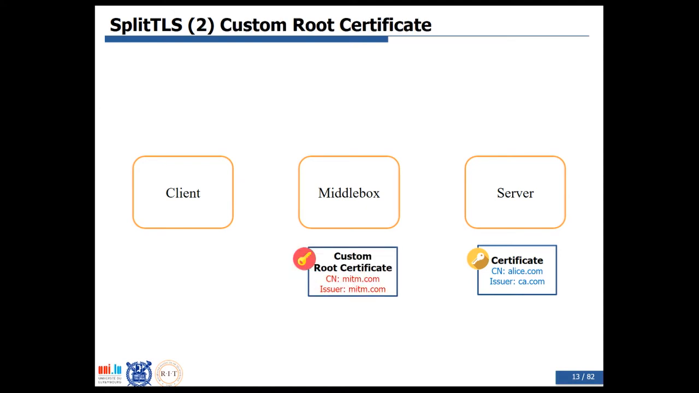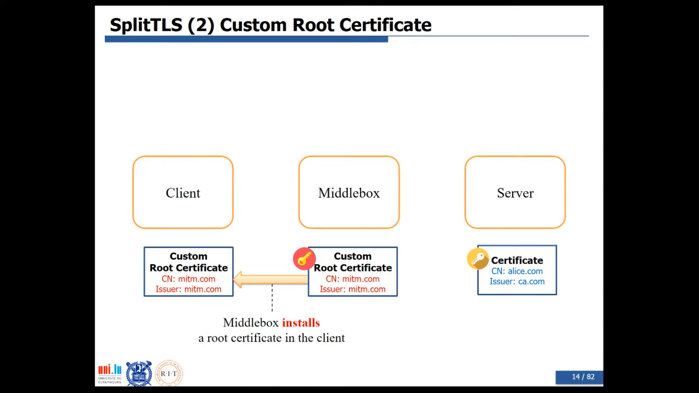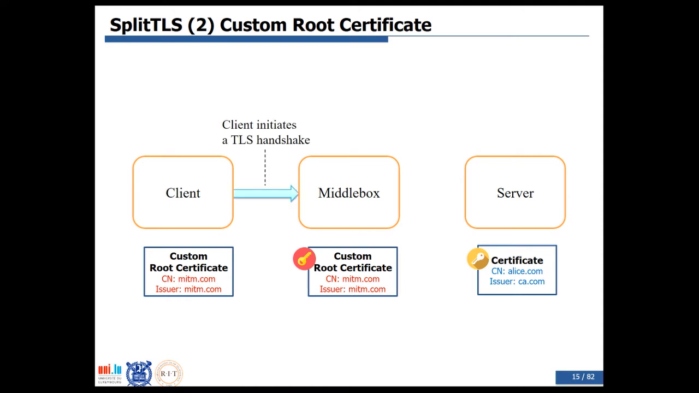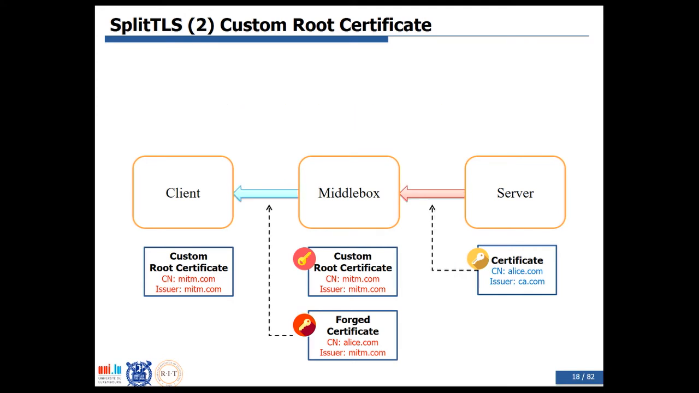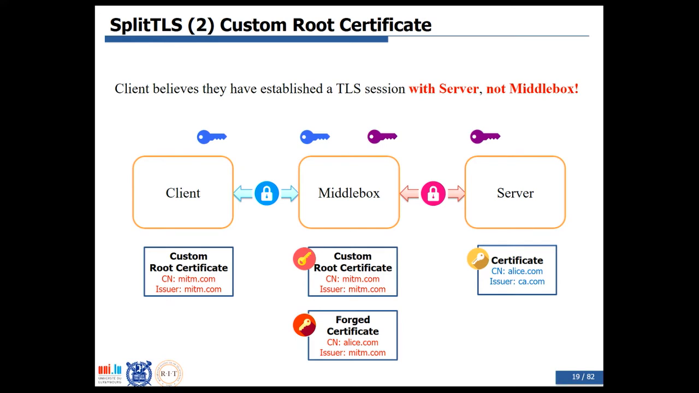The other approach, in which the middlebox splits the TLS session, is by using custom root certificates. The middlebox previously inserts the custom root certificate into the client's trusted root certificate store. Then, when a client initiates a TLS handshake, the middlebox also initiates another TLS handshake. At the same time, the middlebox generates its forged certificate with the name of Alice.com and sends it for authentication to the client. The session is finally established, but note that the client does not know the existence of a middlebox.